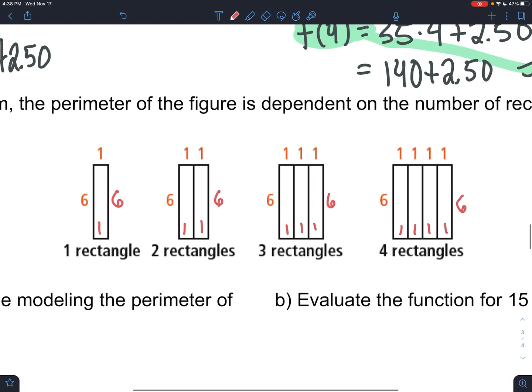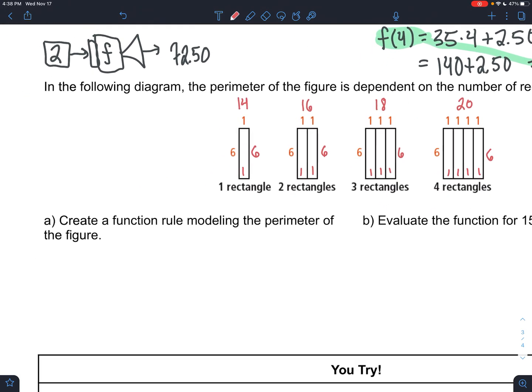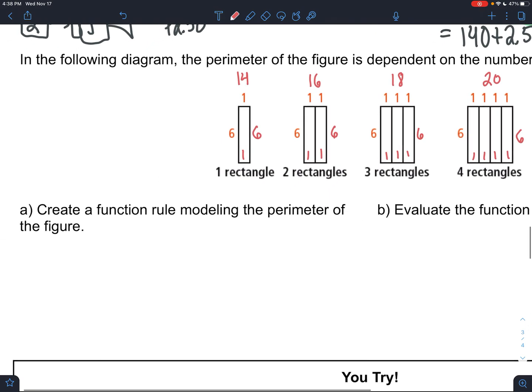So we would go 6 plus 1 plus 6 plus 1. I think that's 14. And if we add another rectangle, I think we add 2. And then we add 2 again. And then we add 2 again. So those are the perimeters, those are the distances around. But it's our job to figure out, well, what's the function rule? Like, what's the equation for this? So it's clear that you kind of have to add 2 every time.